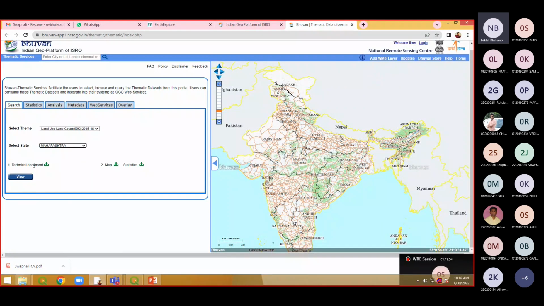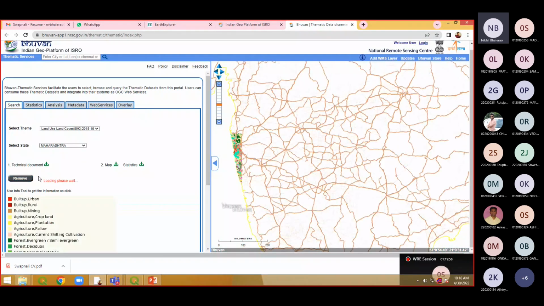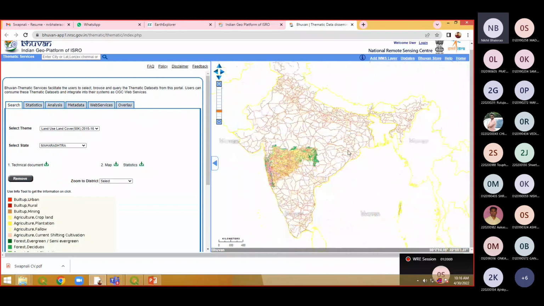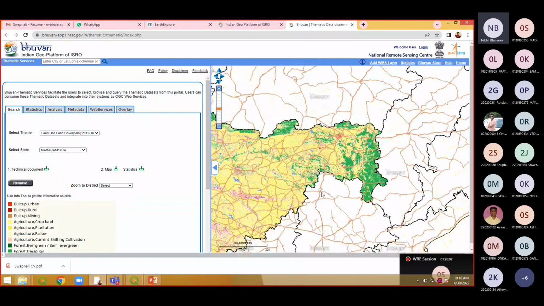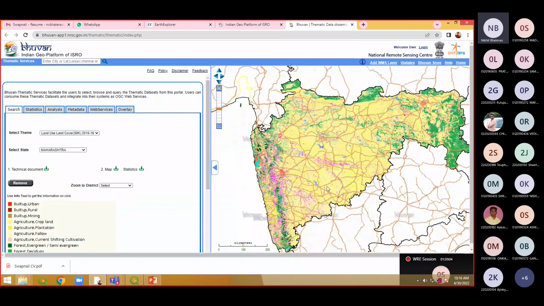So here you can see the technical documentation, maps, and the statistics. We will click on view. So here you can see on the right hand side, this is the data that I can get from this Bhuvan website. Okay, this is the data which is available for our India.